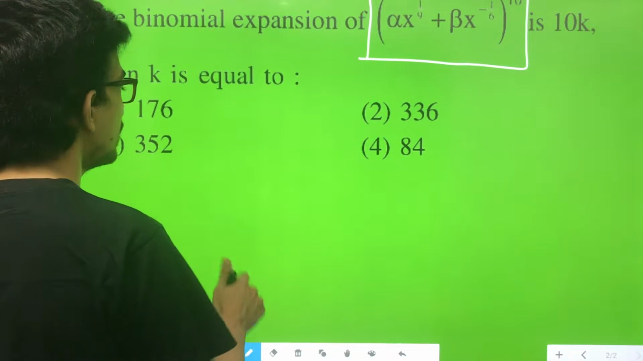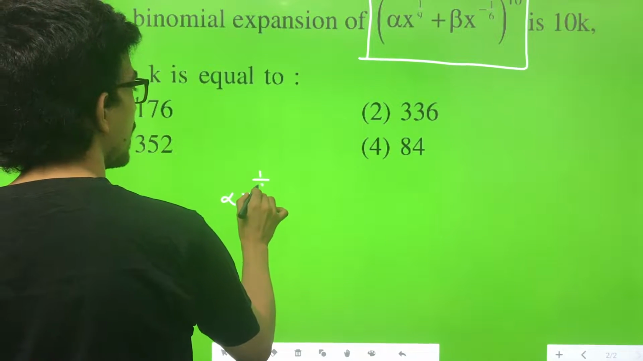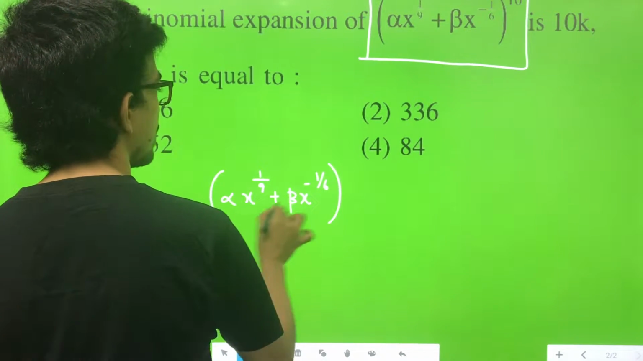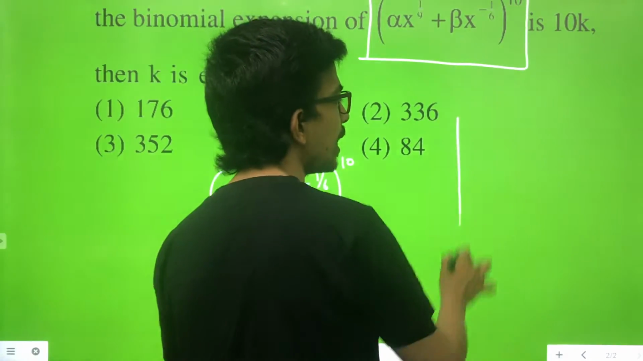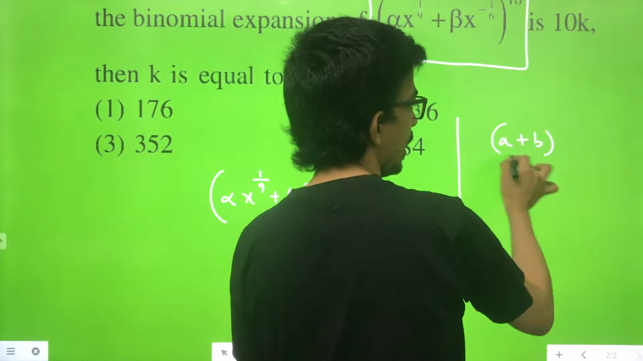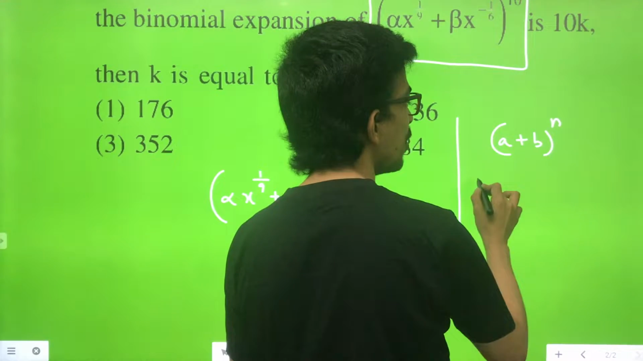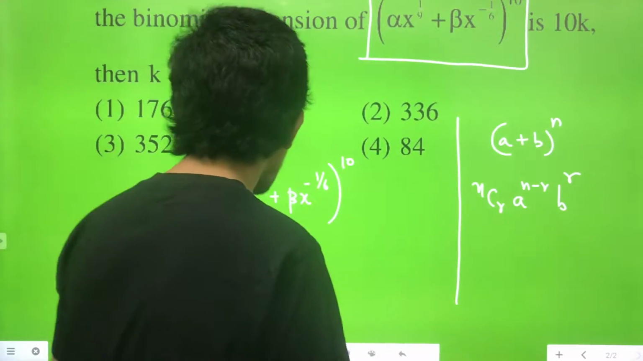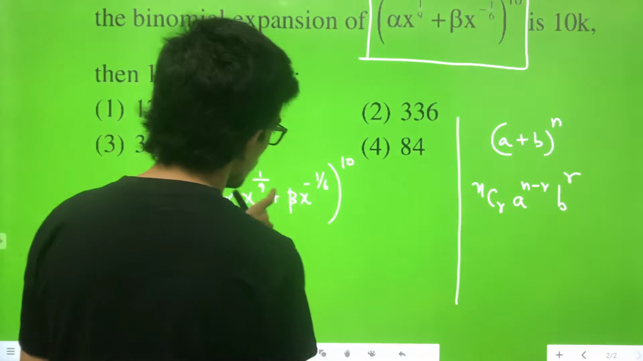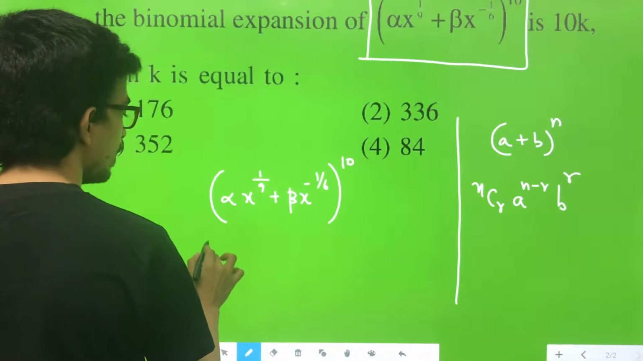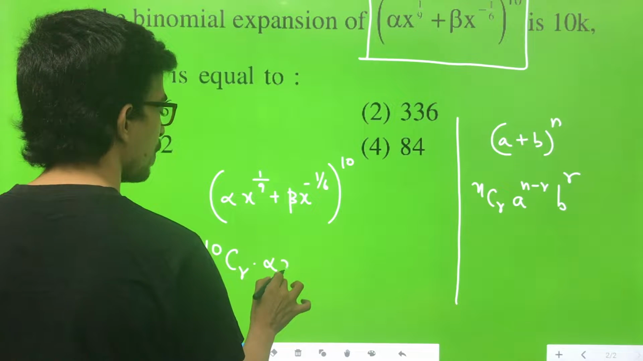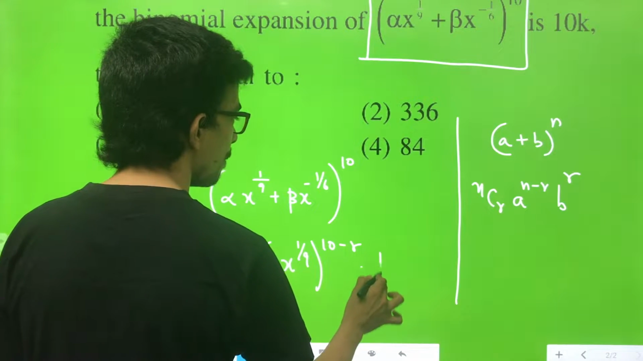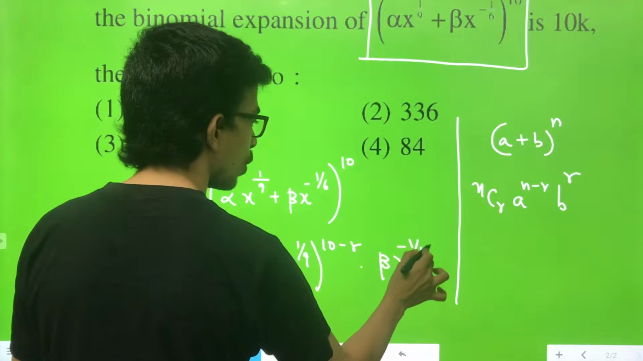So we have (alpha x power 1 by 9 plus beta x power minus 1 by 6) whole power 10. If you take (a plus b) whole raised to n, any term in this expansion will be of the form nCr a raised to n minus r b power r. And similarly, any term in the expansion of this expression will be of the form 10Cr (alpha x power 1 by 9) raised to 10 minus r into (beta x power minus 1 by 6) raised to r.